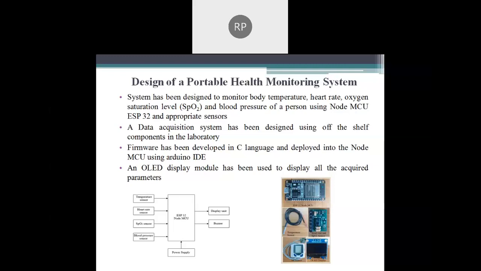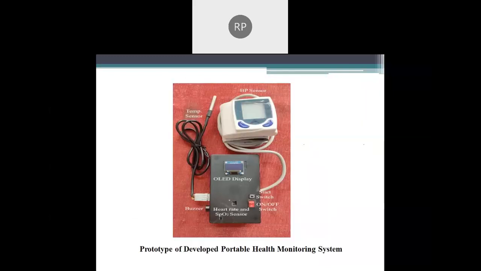Next slide. The design of the portable health monitoring system. Using the above sensors, which in the previous cases were independently interfaced to the ESP32 NodeMCU, in this case all these sensors are interfaced to the microcontroller, and at the same instant of time all these sensors are interfaced to the human body and the measurement is taken. So this is the prototype.